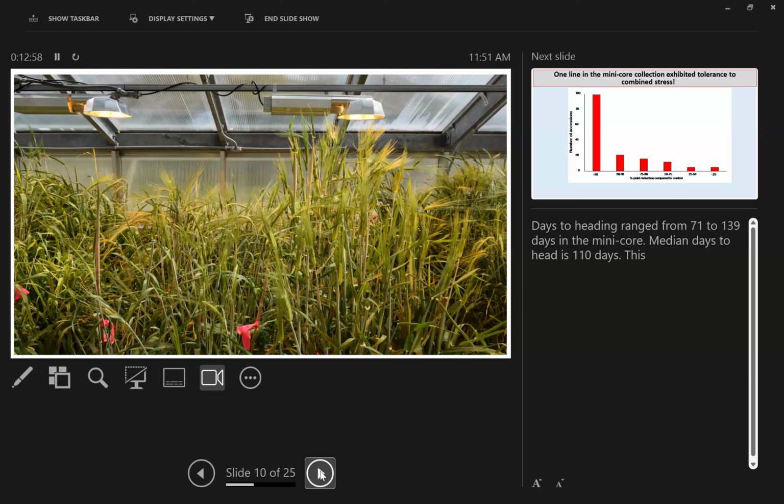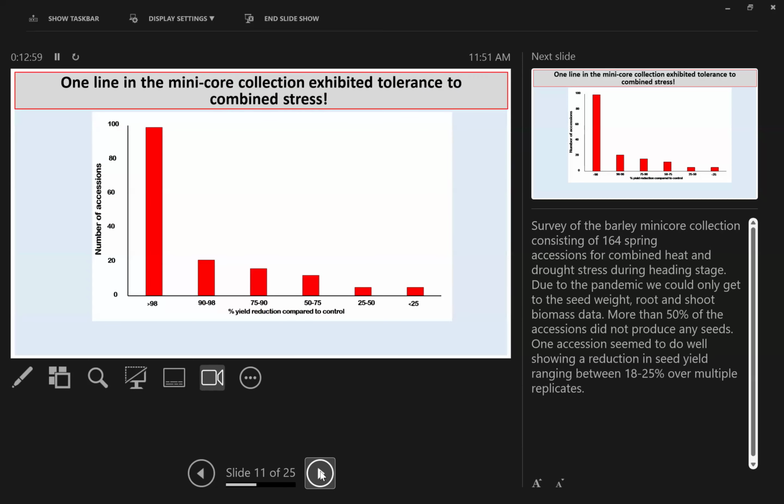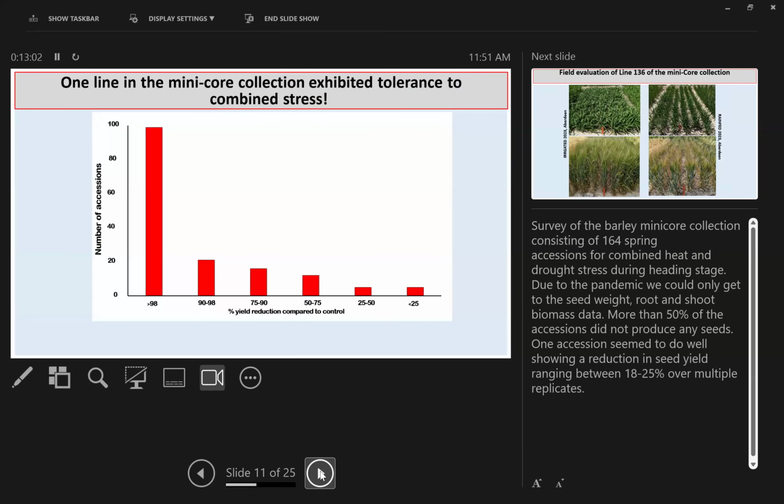Okay, the long and short of this story is that, well, more than 100 accessions, you can say that they just are extremely sensitive to a combination of heat and drought stress. But we did find one line which seemed to be holding up very well. We call this line number 136. I'll tell a little more about it. And we are pretty happy that this screening at least gave us something.